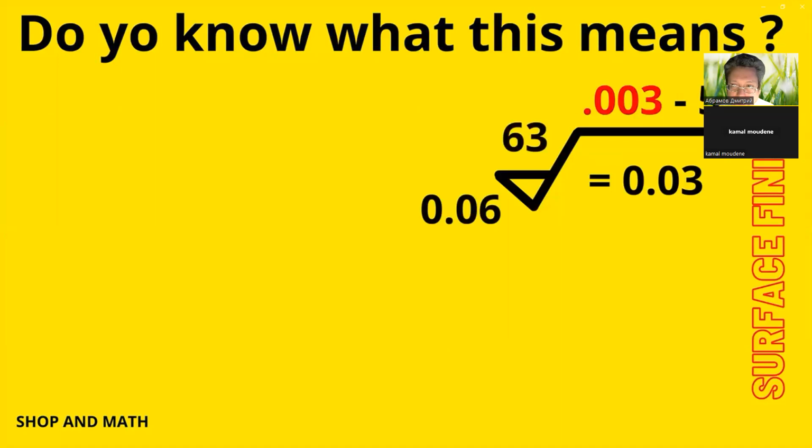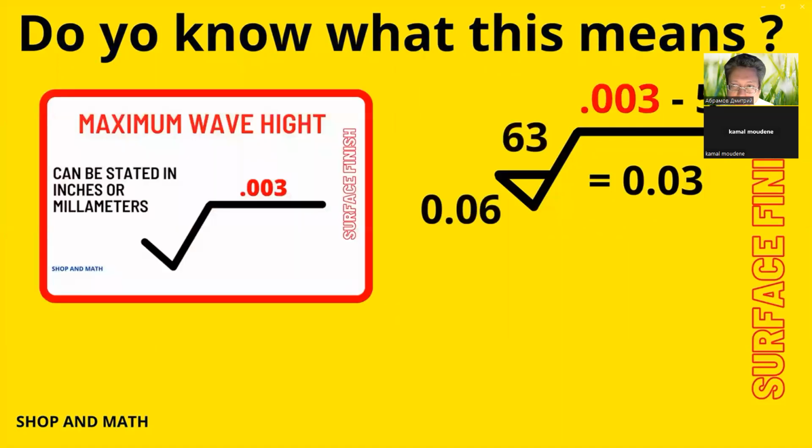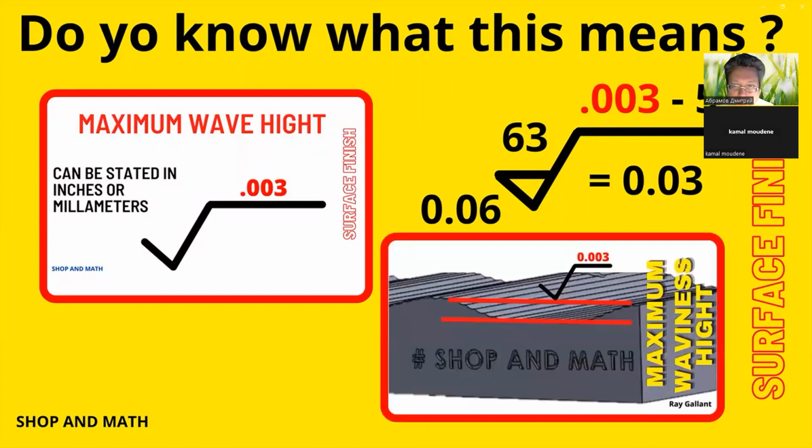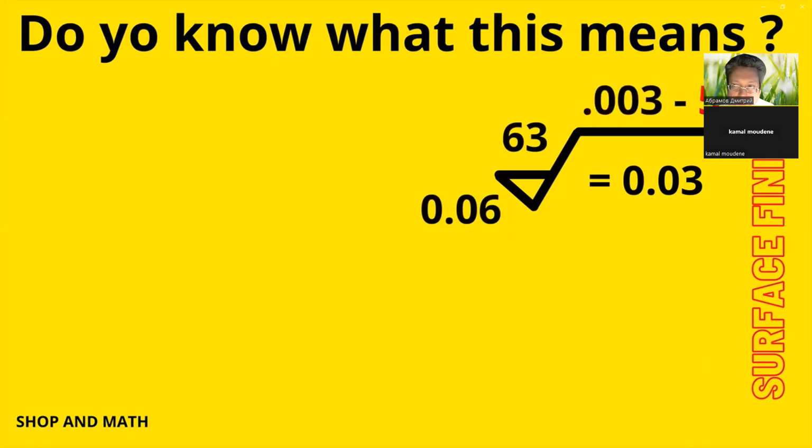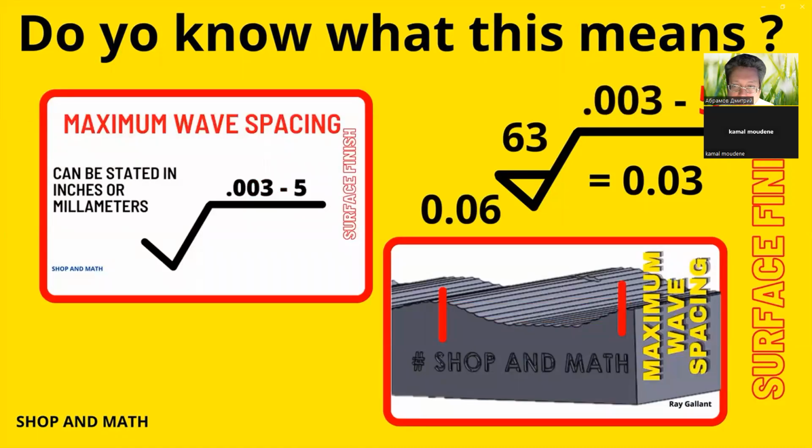Next up is the 3 thou on the top. The maximum wave height can be 3 thou. So the depth from the peak to the valley can only be 3 thou in depth. Next up is the 5 on the end. The 5 is really 5 thou, and that's the maximum wave spacing. So from peak to peak, it can only be 5 thou.